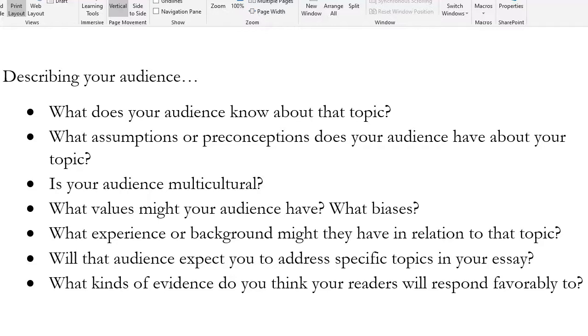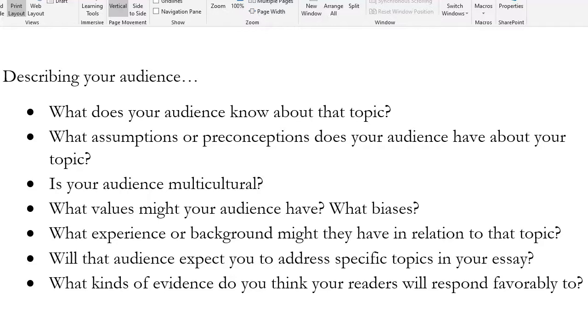Some questions that you might consider is what they know about the topic. So if you're talking about a topic in your community or a topic that's related to your discipline or your field, what does your audience already know about that topic? If you're writing to other undergrads that are considering the same major that you're in, you can assume that they know roughly what you know.